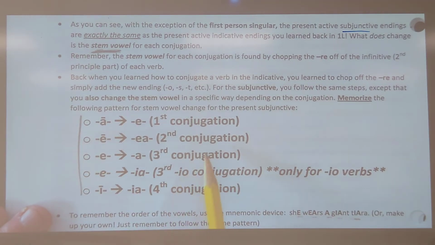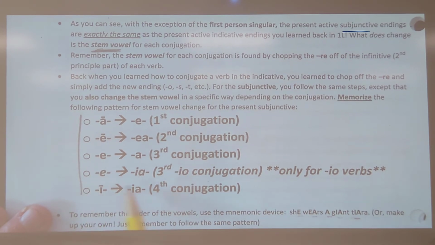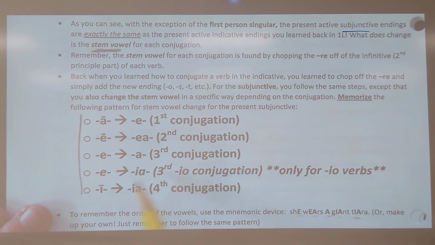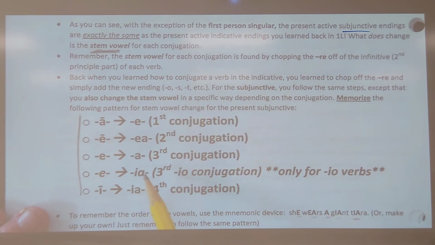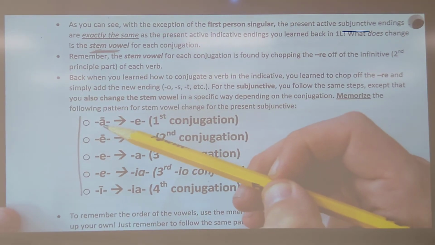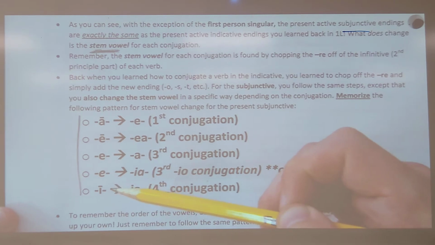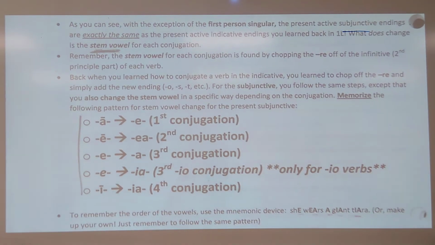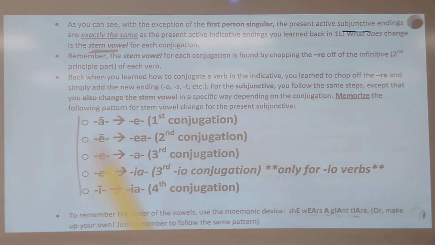Long E, it's second. Short E, it's third. Long I, it's fourth. And then we have this weird kind of in-between group of third IOs. And if you have a third IO, that E turns into IA. Okay? So this change from A to E, E to EA, E to A, I to IA, this is normal and predictable every single time. Okay? So you want to memorize this.